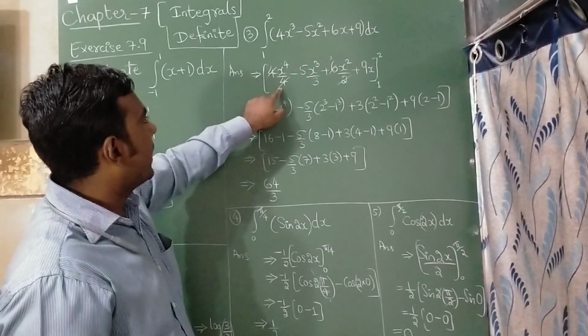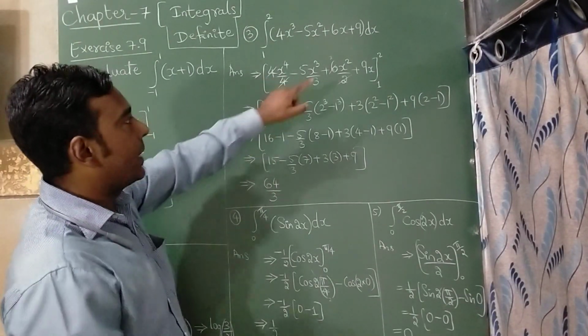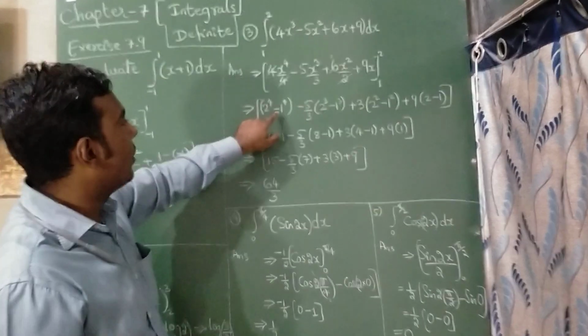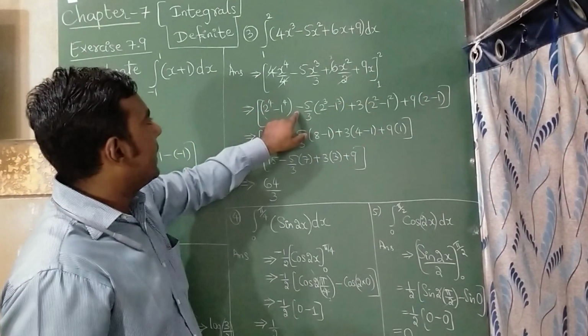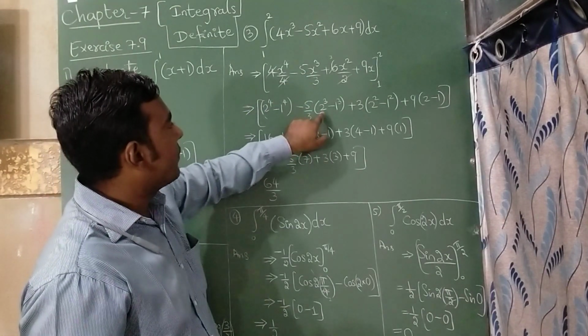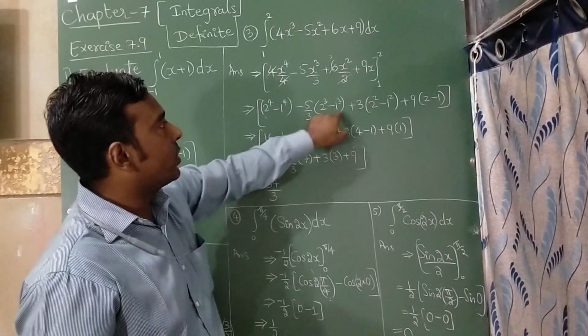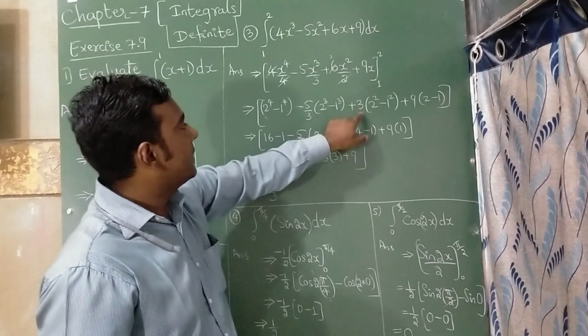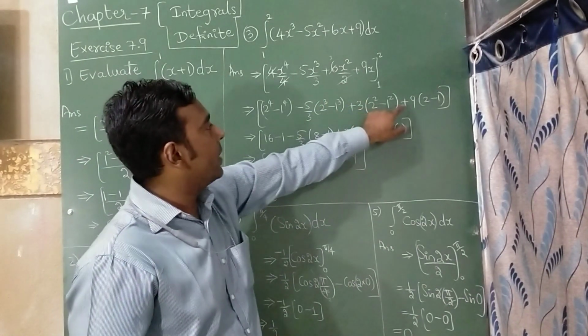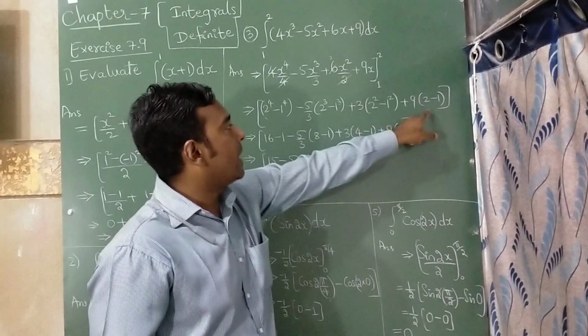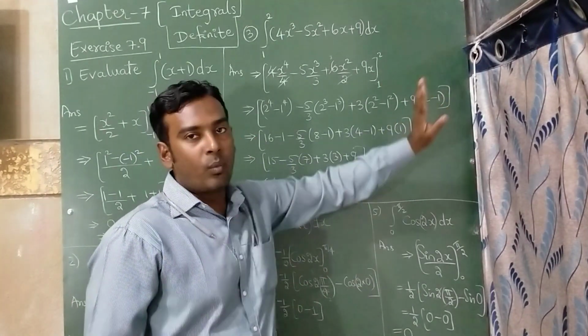Okay, 4 and 4 get cancelled. In place of x, upper limit they have given is 2. So 2 raised to 4 minus 1 raised to 4. Here, this limit. Minus 5 upon 3. In place of x, 2 cube minus 1 cube. Limits. Plus 3 and x in place of x, 2 square minus 1 square plus 9. In place of x, upper limit is 2 and lower limit is 1.